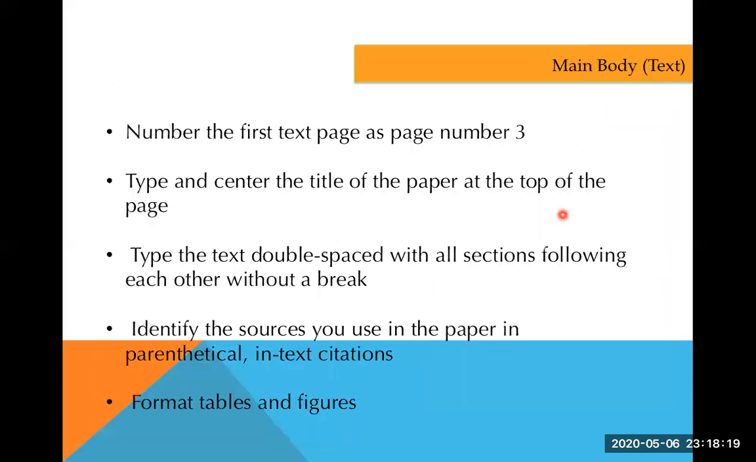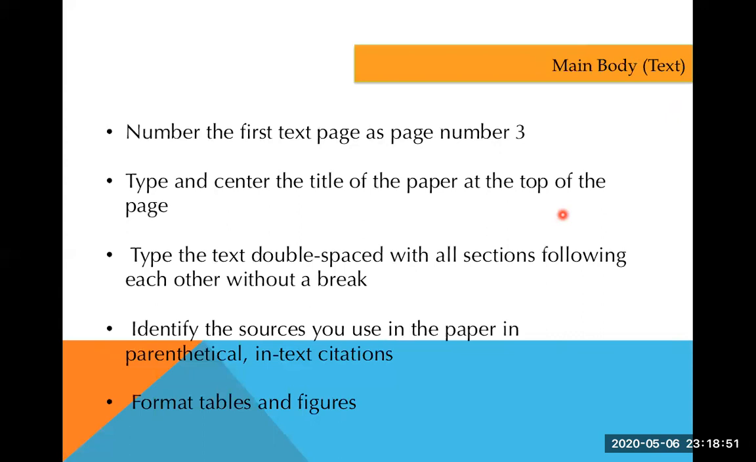Now we move to the main body. This slide provides the basic reminders about formatting the text. So we have many things. First of all, you should make sure that the first text page is page number 3. Page number 1 is a title page. Page number 2 is an abstract page. This means that the title page should be paginated, given number 1, for example. The abstract page should also be paginated, you should add number 2, and so on and so forth.